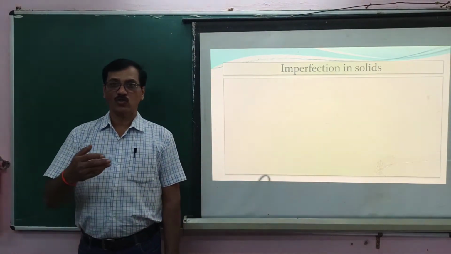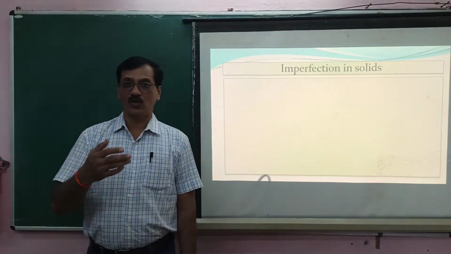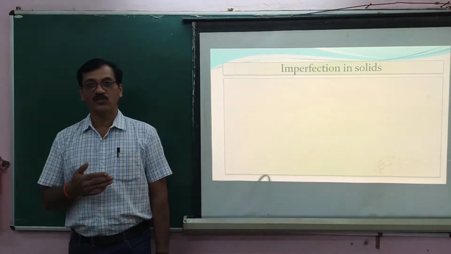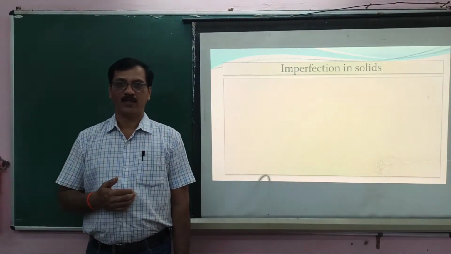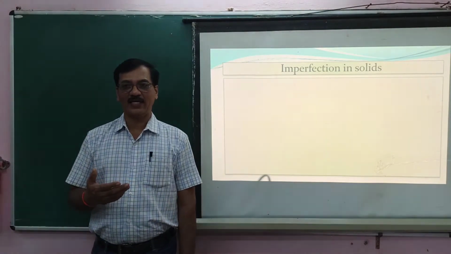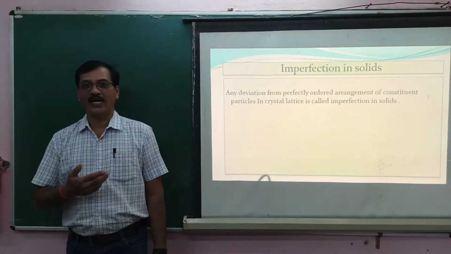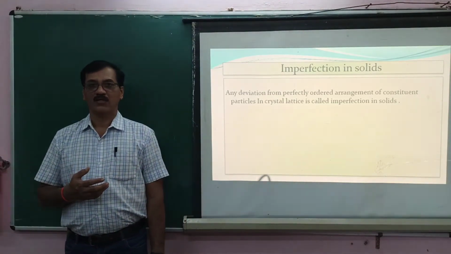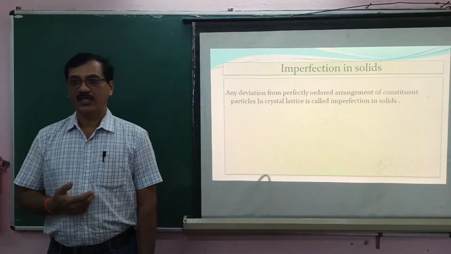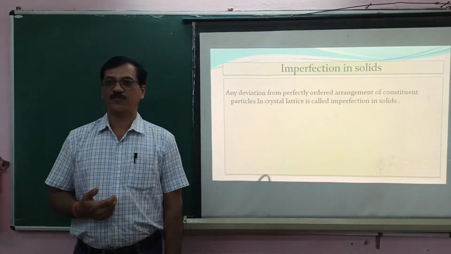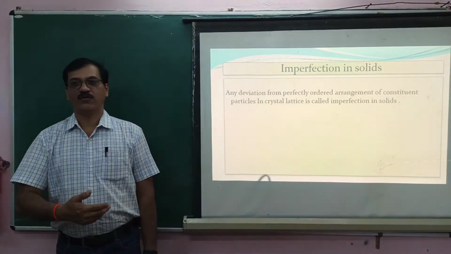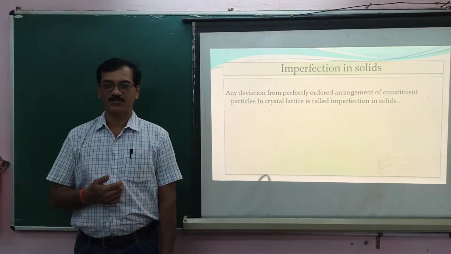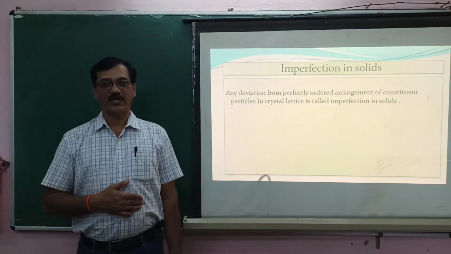As you know, a solid gets a perfect crystalline state at absolute temperature, that means 0 Kelvin. But solids are at room temperature, or they are prepared at room temperature. Therefore, they have some defects in the arrangement. They are also called thermodynamic defects. So, any deviation from the perfectly ordered arrangement of constituent particles in the crystal lattice is called imperfection in solids.